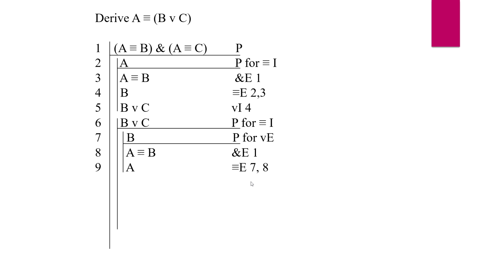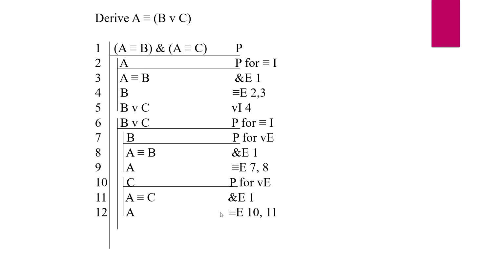Now we go back one scope line and repeat the process with an independent subderivation assuming the other disjunct, C. We can get A if and only if C by conjunction elimination from 1. And then on line 12, we use biconditional elimination from lines 10 and 11 to get A.